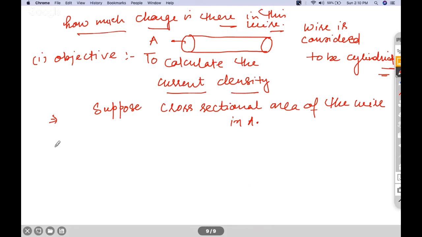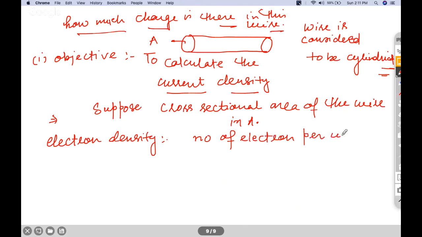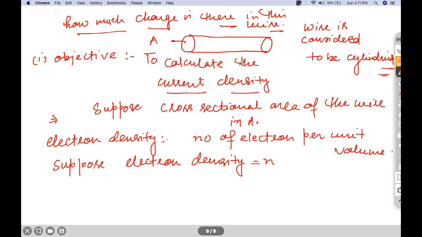Why am I taking cross sectional area? Because I want to give you electron density. And what is electron density? Electron density is the number of electrons per unit volume. So suppose electron density is equal to n. So try to understand what is current density. Current density is denoted by capital J, and it is defined as current per unit area. So J is defined as I divided by A.